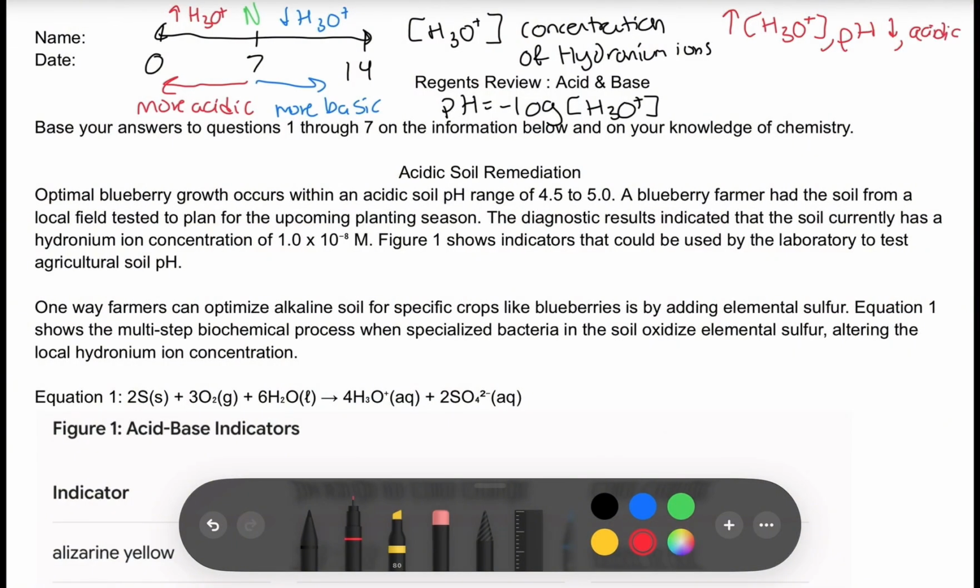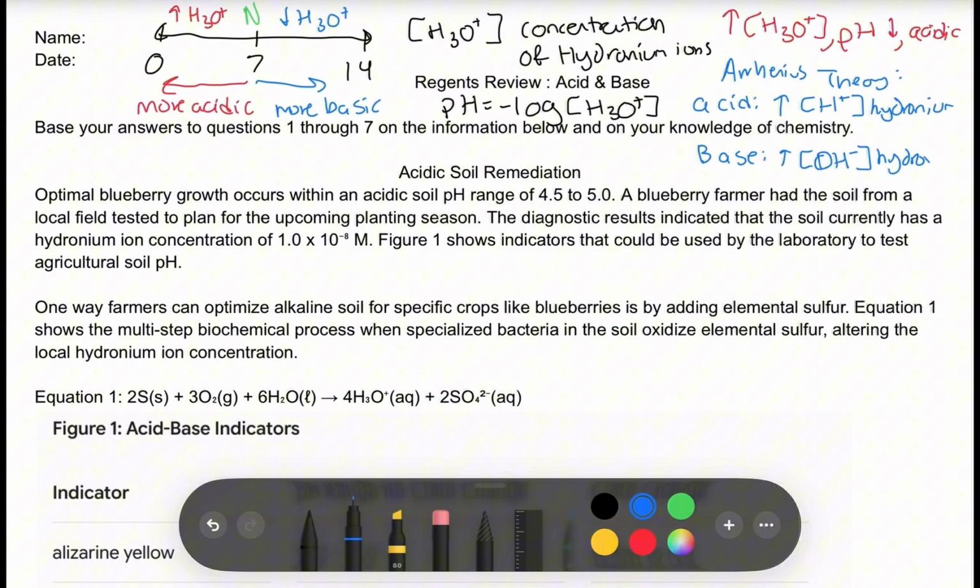Now there's another way to determine acids and bases, specifically through the Arrhenius theory of acids and bases. So according to the Arrhenius theory of acids and bases, an acid is a substance that increases the concentration of H+ ions or hydronium ions, which is the same thing as H3O+, and an Arrhenius base is a substance that increases the concentration of OH- ions, which is hydroxide ions. And both of these happen in water.